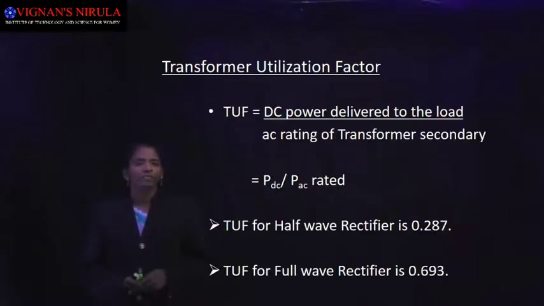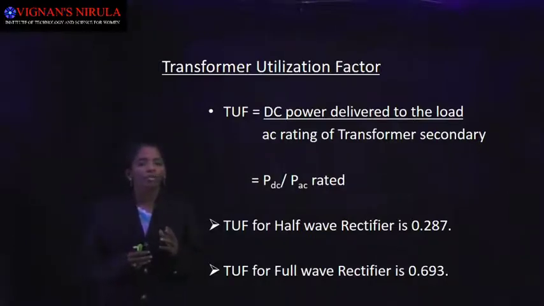Okay, transformer utilization factor. It is represented as TUF. It is the ratio of DC power delivered to the load to the AC rating of the transformer secondary. If you see, it looks like the efficiency of the rectifier, but it is a little different from the efficiency of the rectifier.